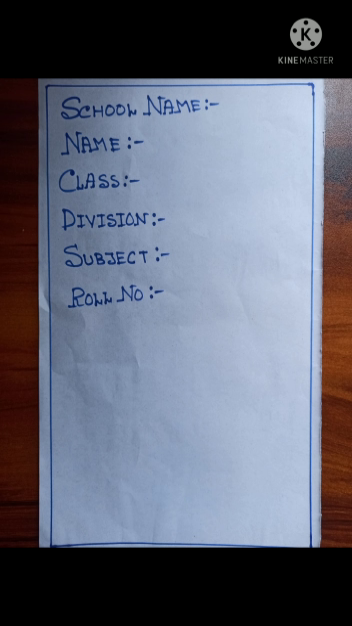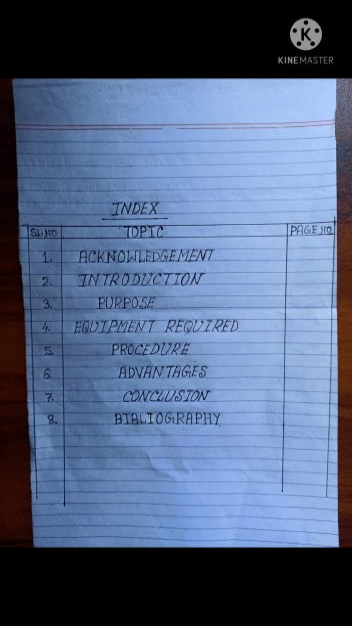Okay, now move to the second page. This page is the index page or contents page. In this index page, first you have to make columns. On the left side of the column you have to write the serial number, in the middle of the column the topic name, and on the right side of the column the page number, just like this.